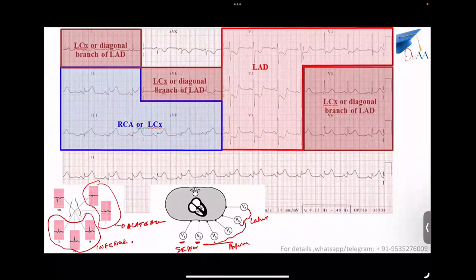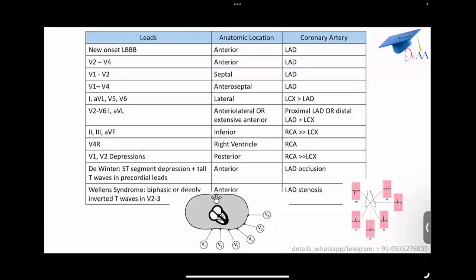So what we are seeing here is V1 to V4, whatever is there, the blood supply is by the LAD. Whenever the LAD is involved, you see an anterior wall MI.